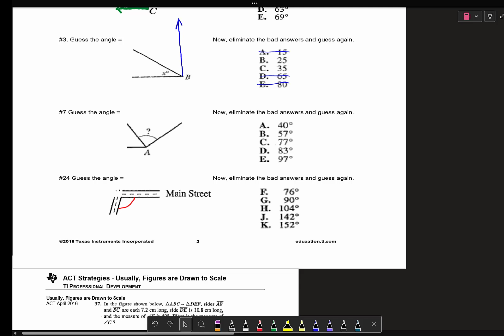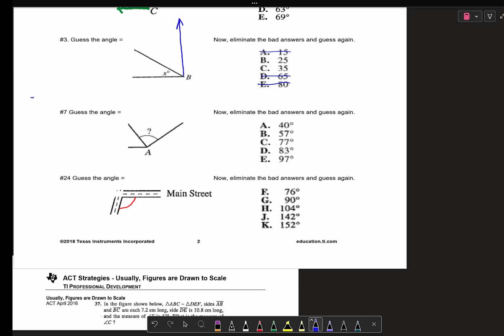Number 7. This one's a little trickier because to me this almost looks like an L-shaped angle, 90 degrees. This is where having a straight edge and the corner of your paper would help. So you could have an exact 90-degree angle, see what that looks like, and compare it to this angle. To me, this looks like it's maybe a little bit less than 90 degrees, if I had to guess.